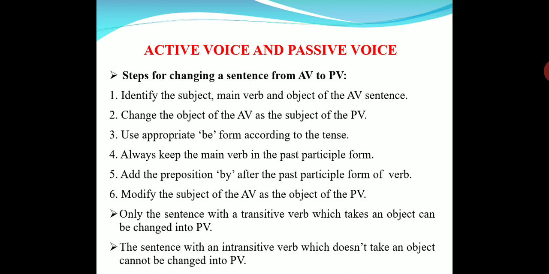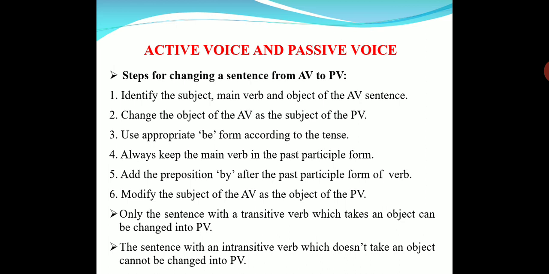The next one is use appropriate be form according to the tense. So, we have to use the be form. If it is present tense, we have to use present be form. If it is past tense, we have to use past be form. So, always keep the main verb in the past participle form. This is very much important. We have to keep the verb form always V3, that is past participle form.